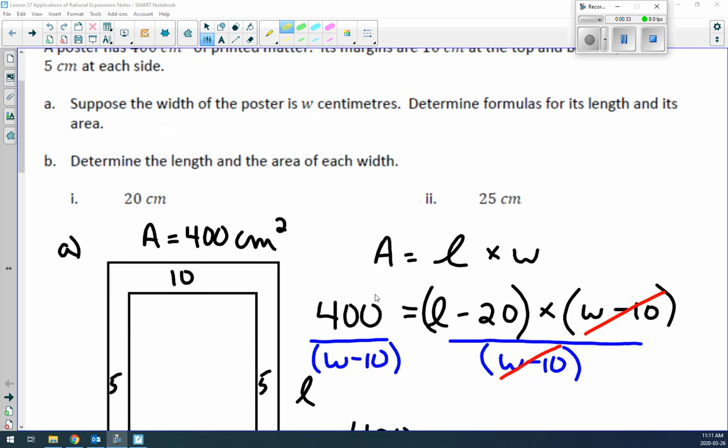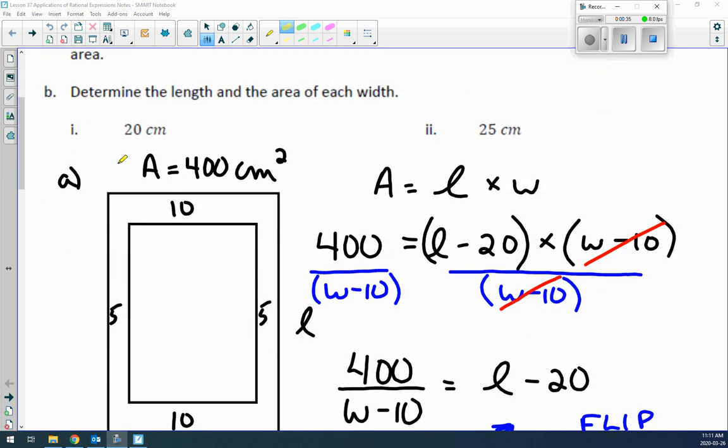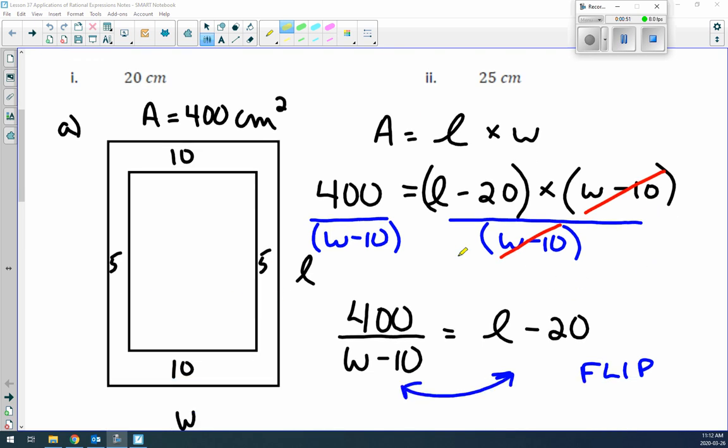So let's create an equation here. The area for the whole thing is 400. The area of a rectangle is length times width. Well, what's the length? The length is whatever the length is minus 20. It's 10 on the top, 10 on the bottom. And the width is whatever the width is minus 5 on each side, which is minus 10.